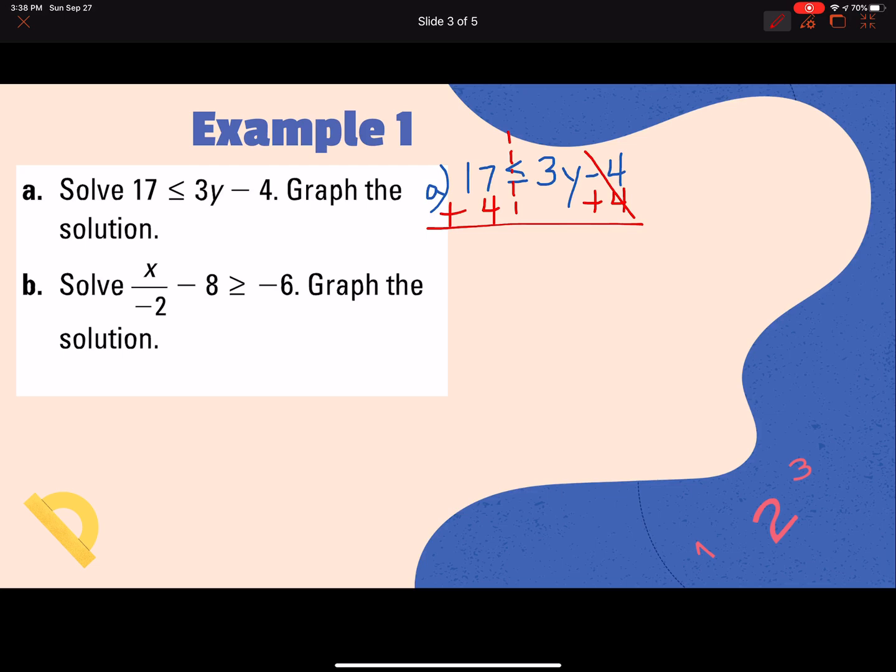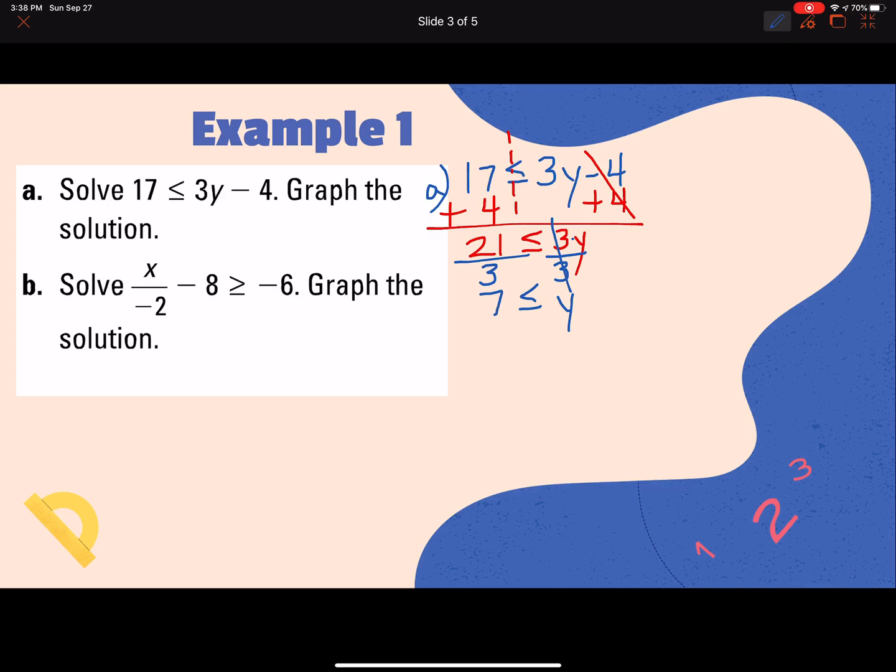Okay, simplify this left side. We get 21 is less than or equal to 3y. Now I'm going to work with the multiplication that's going on between 3 and y. I'm going to undo the multiplication by using division on both sides. Now I'm going to bring down the y, bring down my inequality sign, and simplify 21 over 3, or divided by 3.